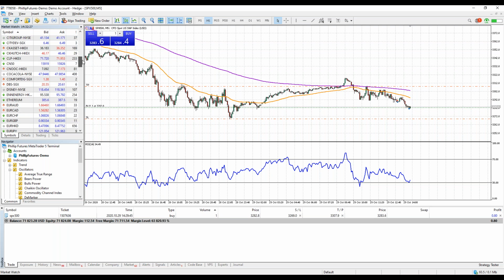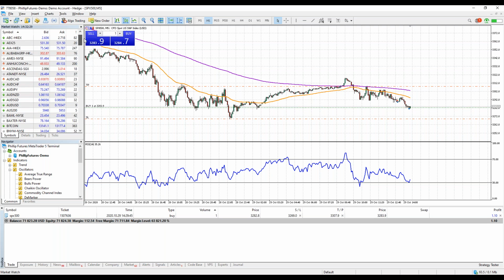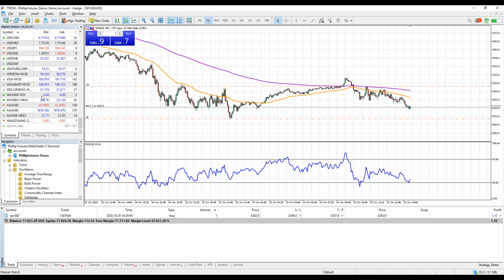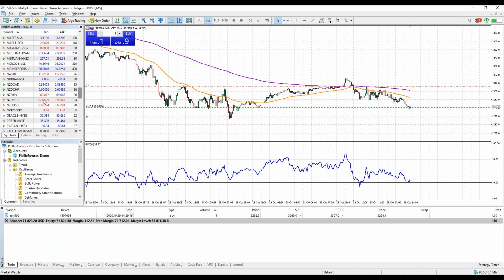Okay, so product wise, of course, we offer forex, CFD, and bullion. Regarding lot size, let's say over here, if we are looking at S&P, SPX.